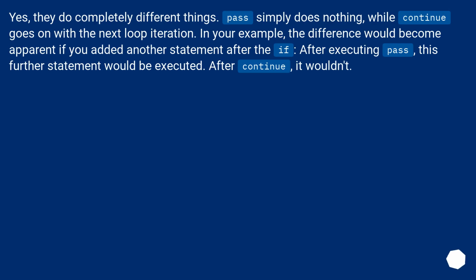Yes, they do completely different things. Pass simply does nothing, while continue goes on with the next loop iteration. In your example, the difference would become apparent if you added another statement after the if. After executing pass, this further statement would be executed. After continue, it wouldn't.